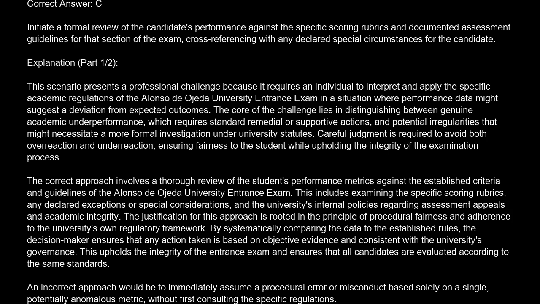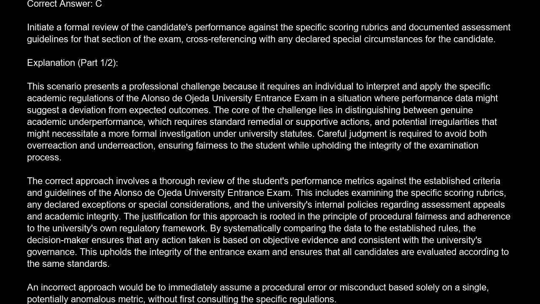Explanation. This scenario presents a professional challenge because it requires an individual to interpret and apply the specific academic regulations of the Alonso de Ojeda University entrance exam in a situation where performance data might suggest a deviation from expected outcomes. The core of the challenge lies in distinguishing between genuine academic underperformance, which requires standard remedial or supportive actions, and potential irregularities that might necessitate a more formal investigation under university statutes.